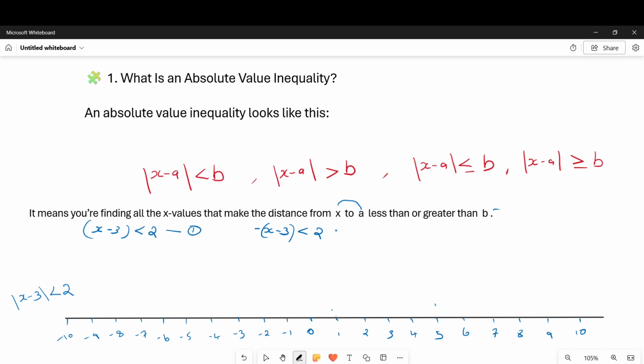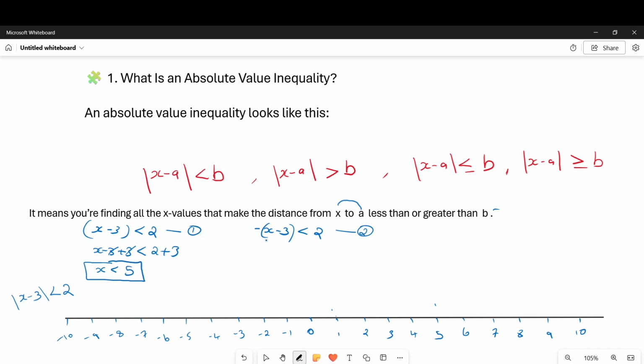So just solve this. x minus 3, plus 3 on the left side, and 2 plus 3 on the right. So the 3 and 3 we eliminate. So x less than 2 plus 3, that is 5. So we have the first set of x values, x less than 5.